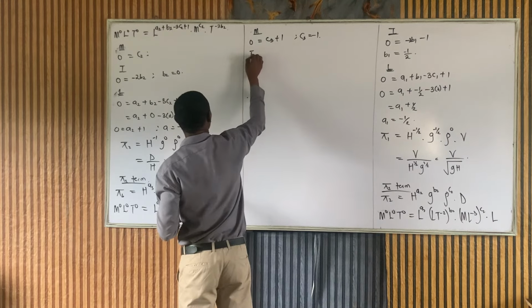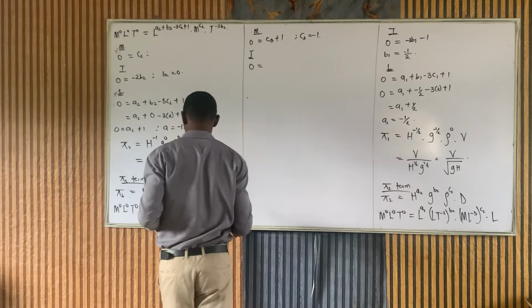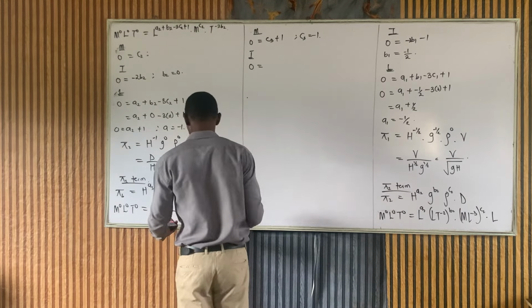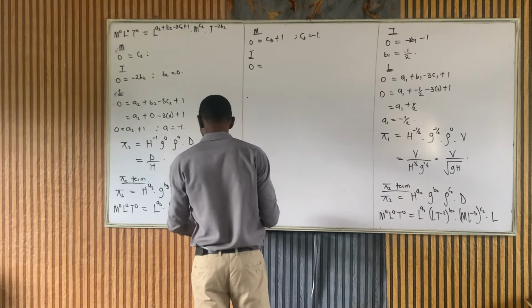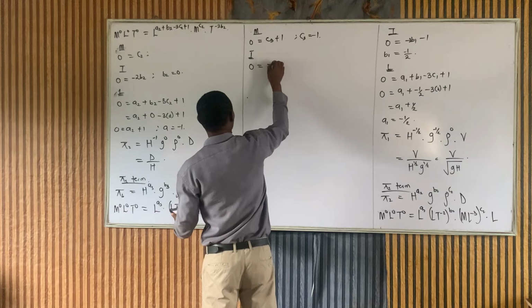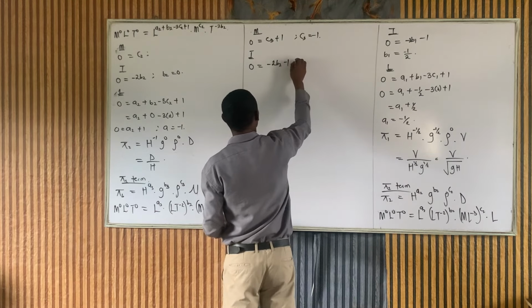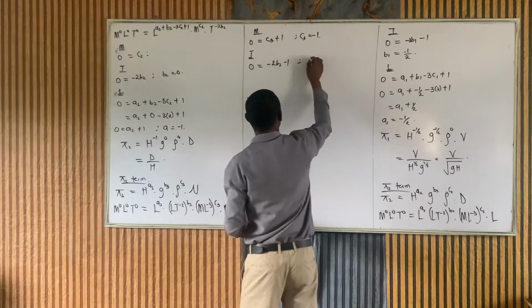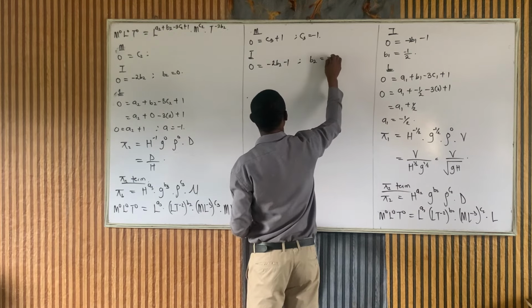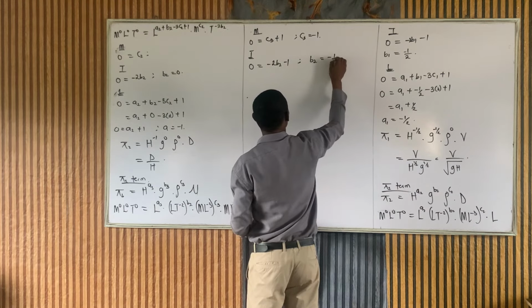Let's compare t now. This 0 is equal to, comparing t, what's the power of t here? 0. What's the power of t here? That will be minus 2b2, and then minus 1 again. So we can tell that b2 is equal to minus 1 over 2.